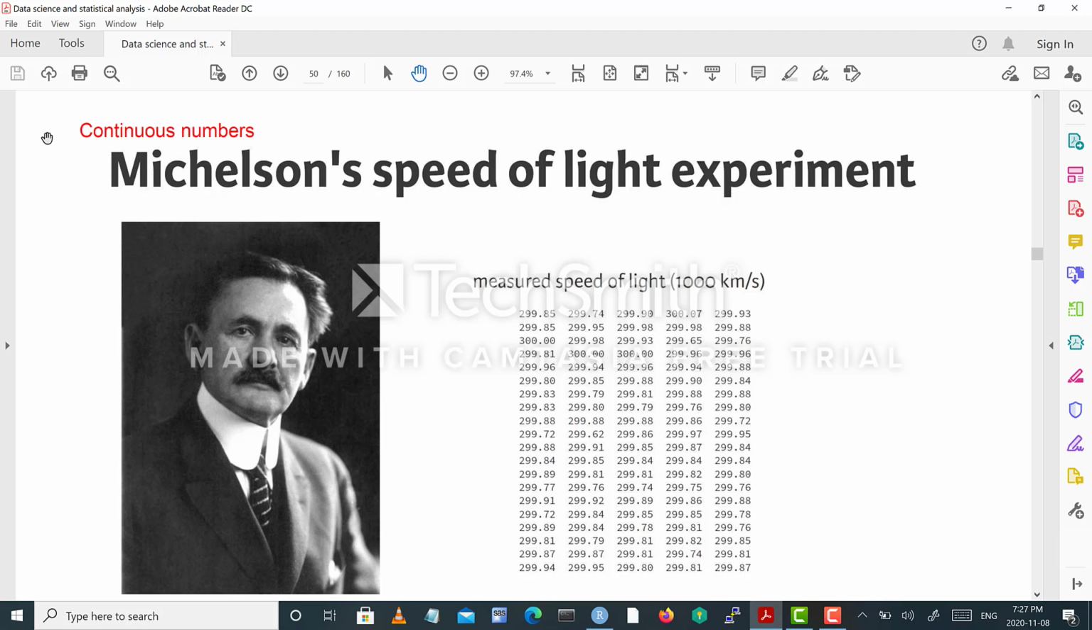Also, another example of continuous numbers can be seen in Michelson's speed of light experiment. All the numbers are the measured speed of light in 1000 kilometers per second. We have numbers with an integer part, and also a decimal part. So these whole numbers are considered as continuous numbers.